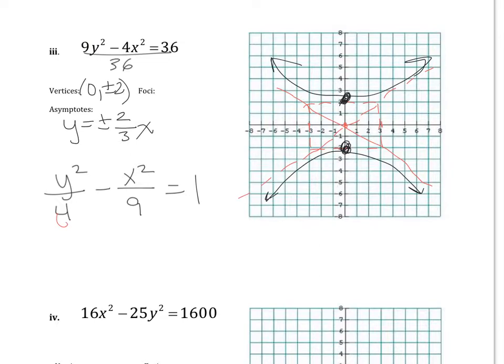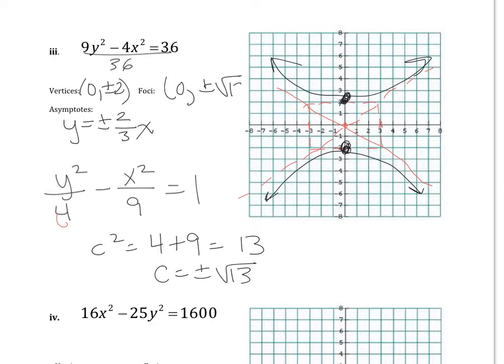And then our foci, we're going to use that c squared equals a squared plus b squared. So that's 4 plus 9. So c is plus or minus square root of 13. So we have foci at (0, plus or minus square root of 13).